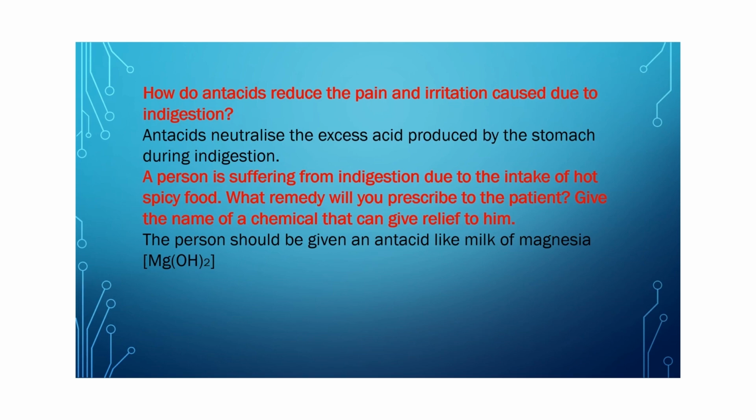Give the name of a chemical that can give relief to him. And we again know the answer. The person should be given an antacid like milk of magnesia, magnesium hydroxide. Why? To neutralize the excess acid produced and to get relief from the stomach ache and from indigestion, right?